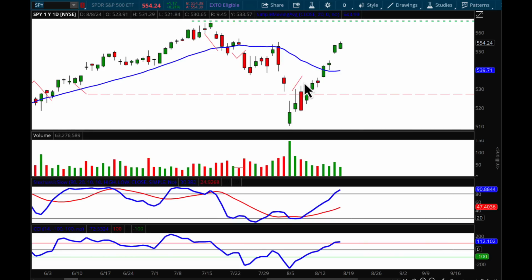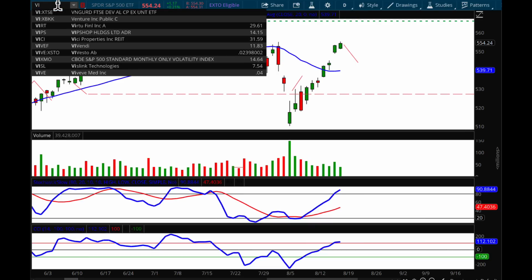So upside target was hit right here. Downside target for next week is going to be a little bit more aggressive. I'm going down to 543.88. Look at the hinge down there on the CCI. Both the CCI and the stochastic are in an overbought condition and hinging. The volume drop again is showing weakness on the buy side.